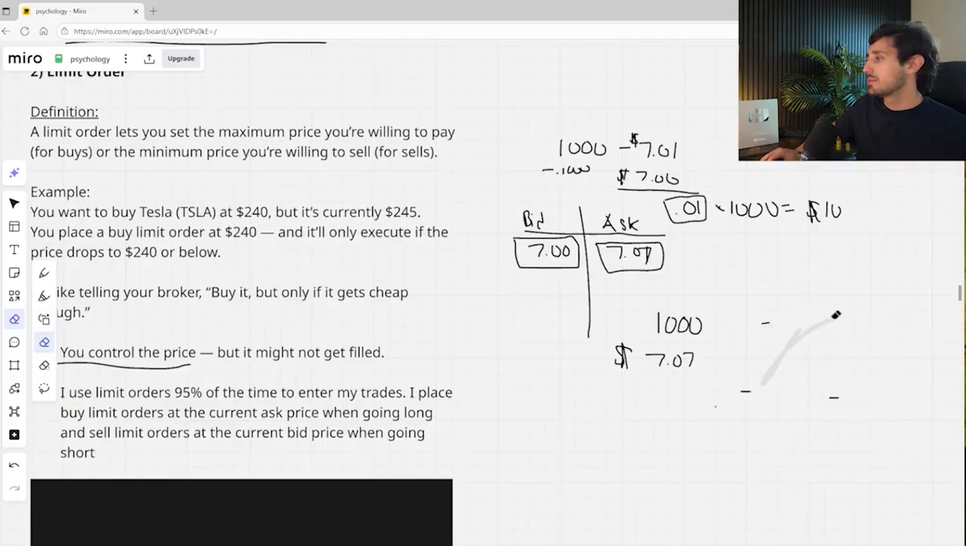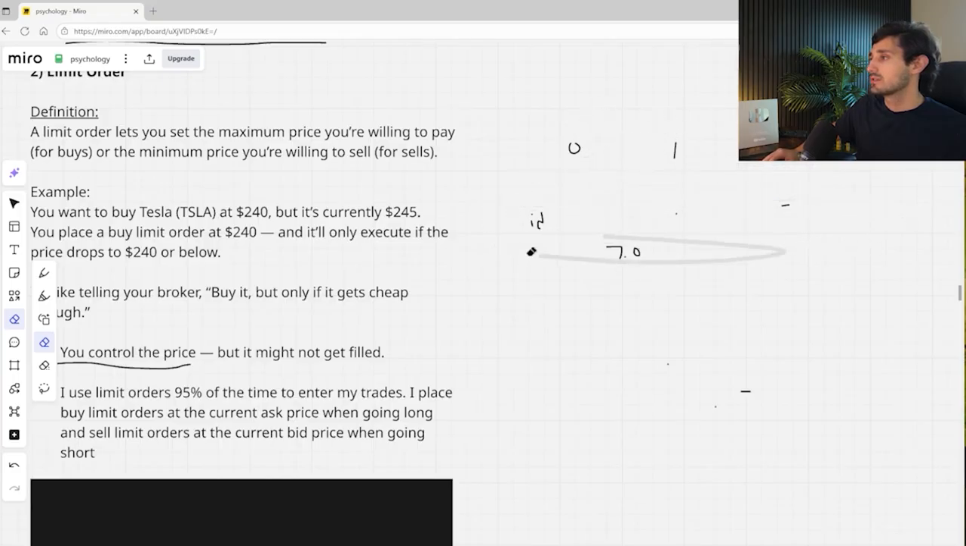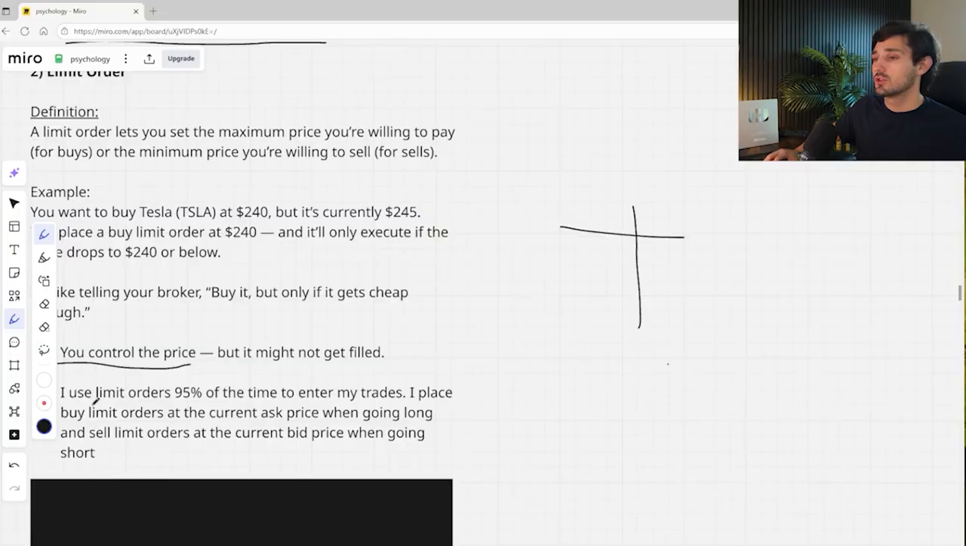Let me go ahead and erase this. So let me explain how I place my limit orders. Okay, let me just erase all this. So when it comes to placing my limit orders, by the way, you would use the level 2 to see the bid and the ask, but most platforms are going to tell you this. So again, this is the bid, this is the ask, okay? So if I get in, let's say the bid is at $7 again, and the offer is at 7.01. When I buy it, where am I going to get filled? I'm going to get filled on the ask.